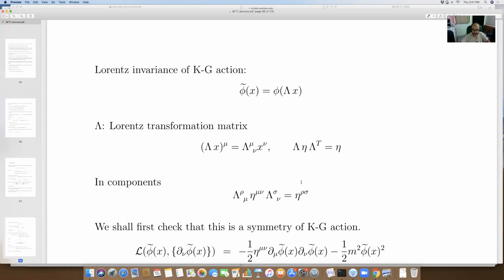Is this clear? I'm sure that you have seen Lorentz transformations before. It's just that this particular notation you may not have encountered before. So if there is anything confusing, please ask.